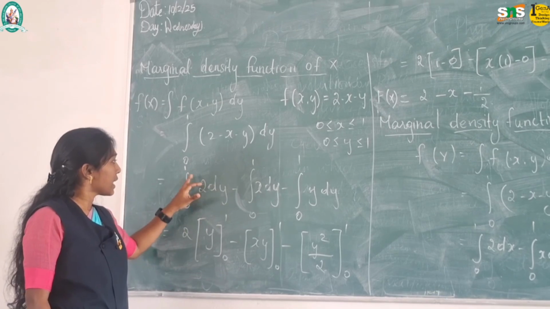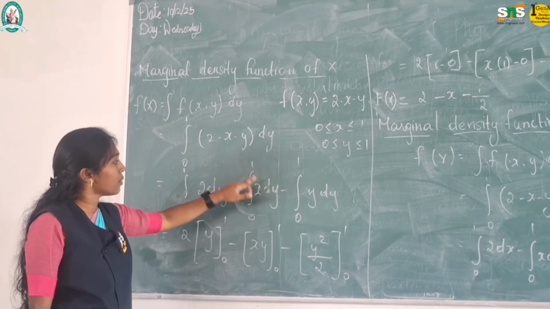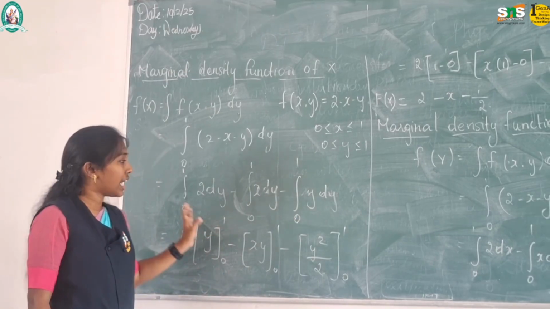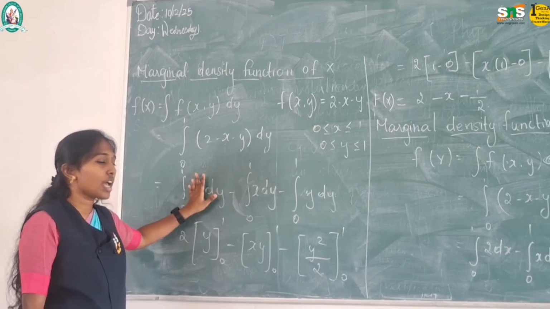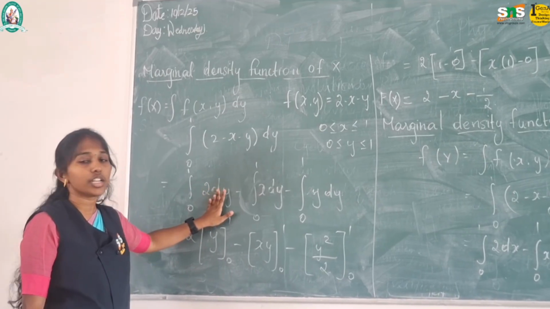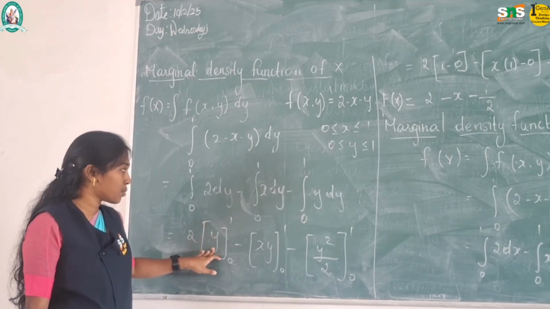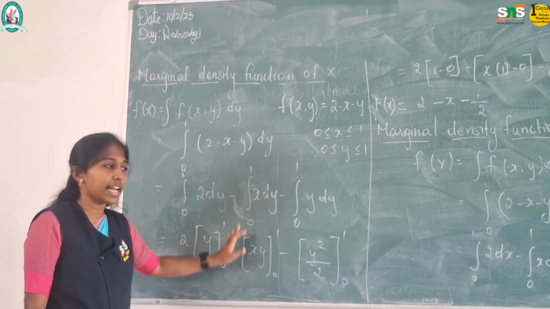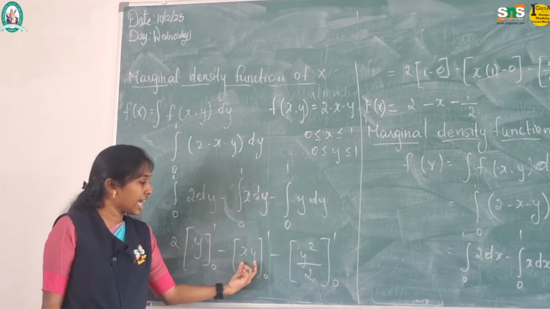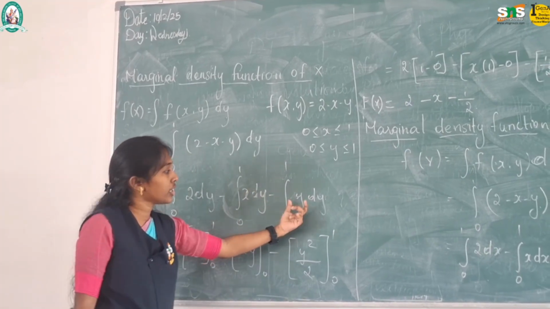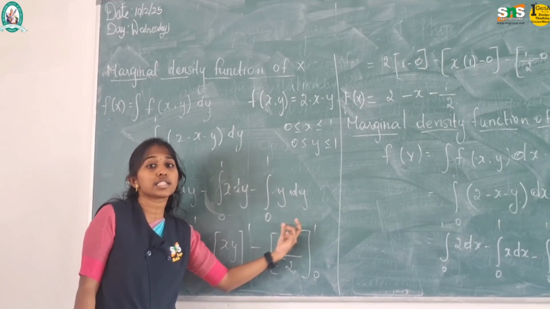While integrating, it becomes integral of 0 to 1 of 2 dy minus integral of x dy minus integral of y dy, and the limits we are also going to substitute. First I am going to integrate the first term. I write 2 as it is, and integrate dy alone. While integrating dy I get y. For the next one we write x as it is and integrate dy alone. While integrating dy I get y. And the next step we integrate y dy. While integrating y I get y square by 2.